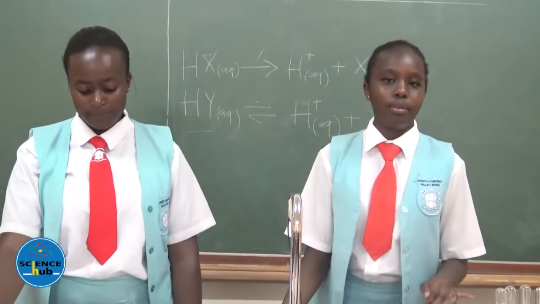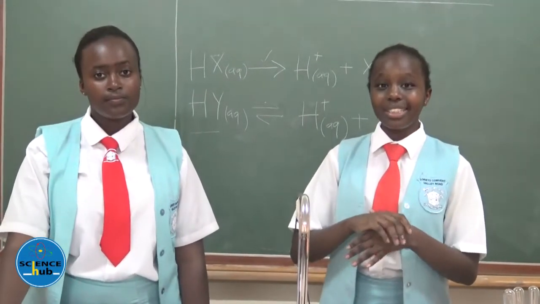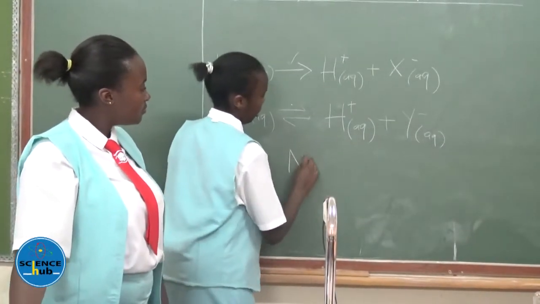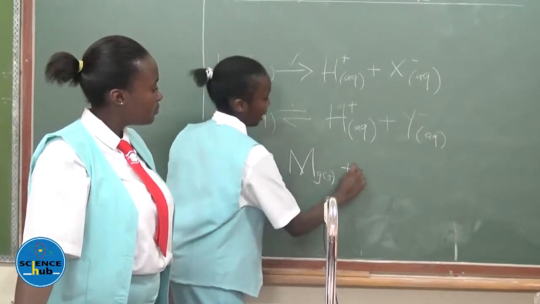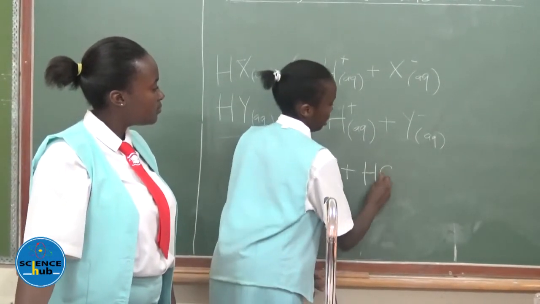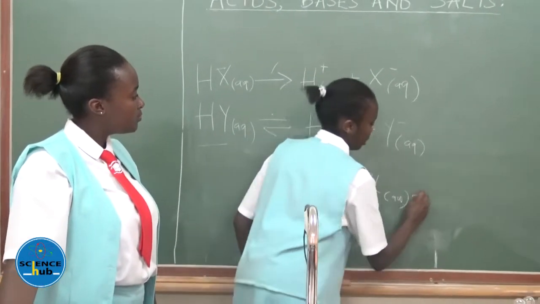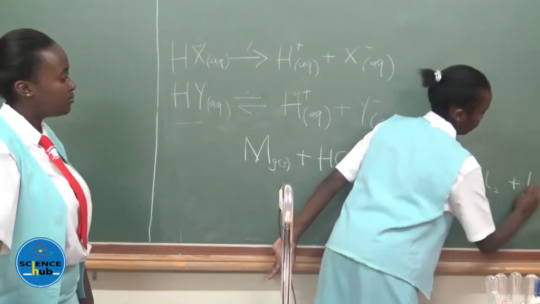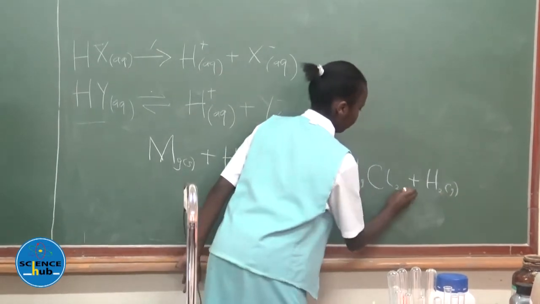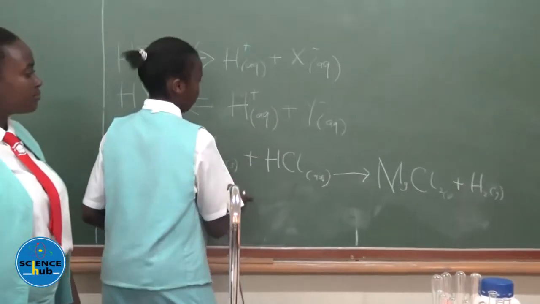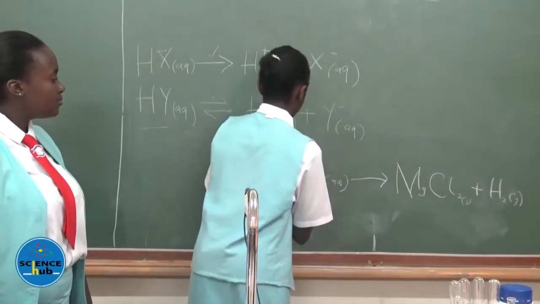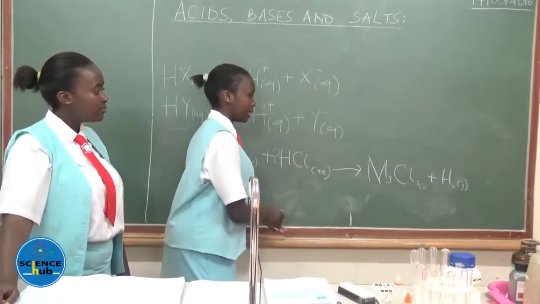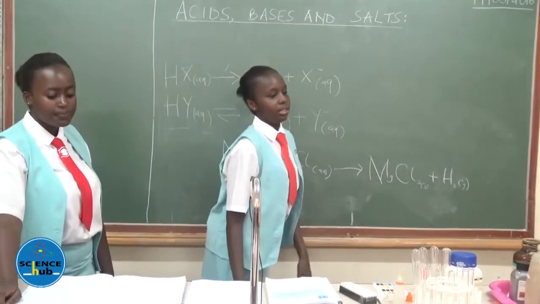I will show you on the board the equation, how we have determined the gas produced to be hydrogen. Magnesium plus hydrochloric acid should give you magnesium chloride and hydrogen gas. So from this equation you can see that the colorless gas being produced is hydrogen gas, and that is how we conclude the gas to be hydrogen.